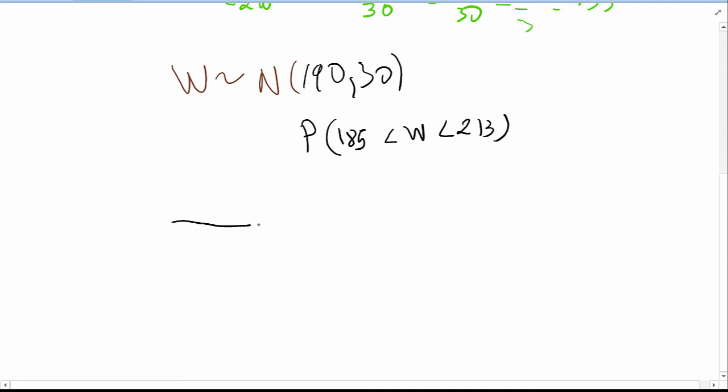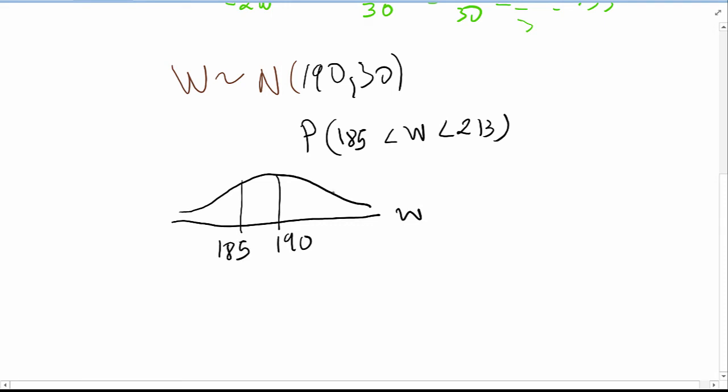Again, let's do the graph of male weights right here. The mean is 190. We know that. Now 185 is to the left of 190, and this is not drawn to scale. And 213 is to the right of 190. And basically what we're looking for is these two areas.